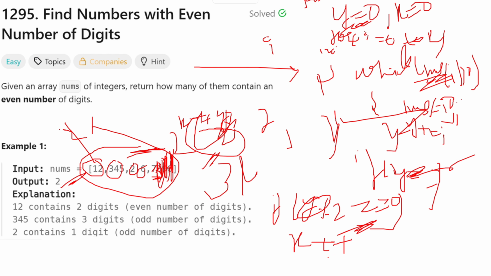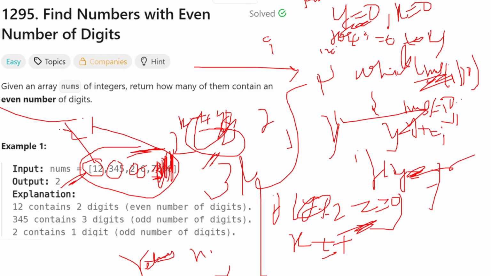With this, we will get how many numbers with an even number of digits are present in the array. So after coming out of the for loop, we should simply return x. What is x? x is the count of numbers with an even number of digits present in the nums array.